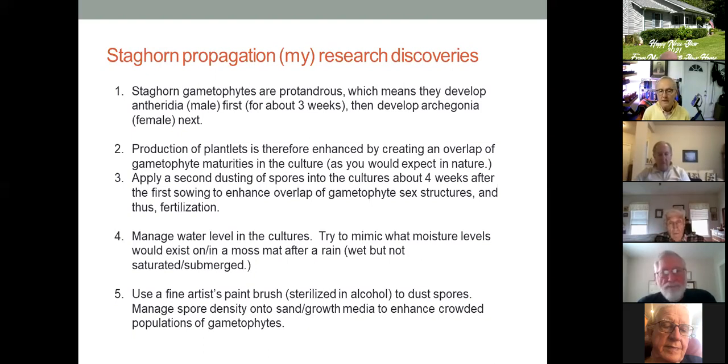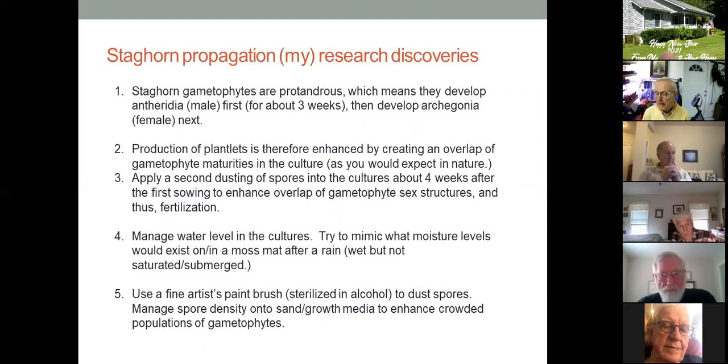The other thing I learned is I had to manage the water level in the culture, because, again, when you think about favorable environments in nature, moist mosses or tree bark are very favorable to these plants in terms of their reproduction in nature, but they cannot be submerged.